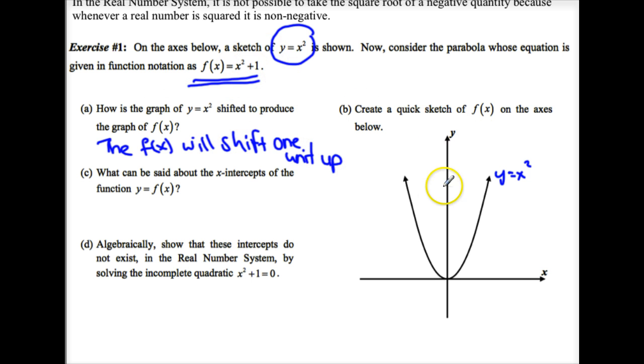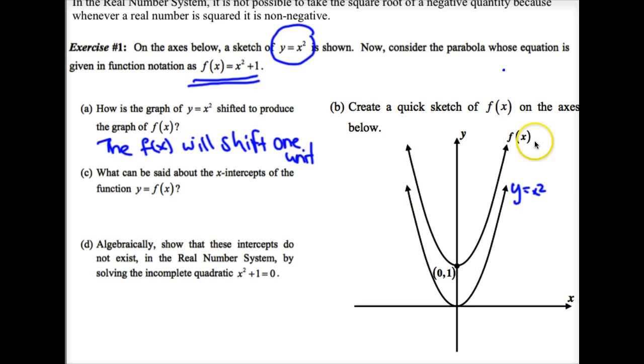So part B says I want you to sketch this on your axis. So get your calculator. Again, if you haven't done so, you should have. This is math class. Get your calculator and sketch x squared plus 1. Yep, look at this. This is what you should have gotten. On your calculator, I just sketched this here. It went 1 unit up.